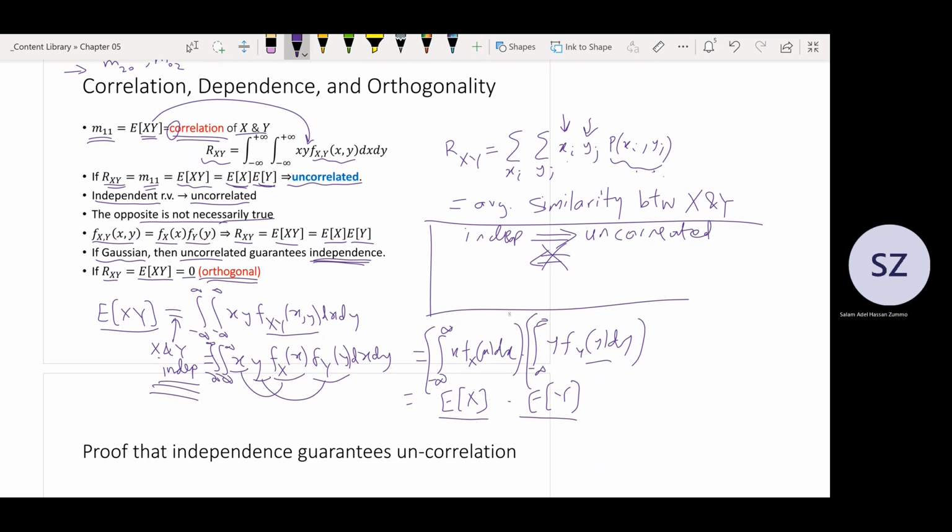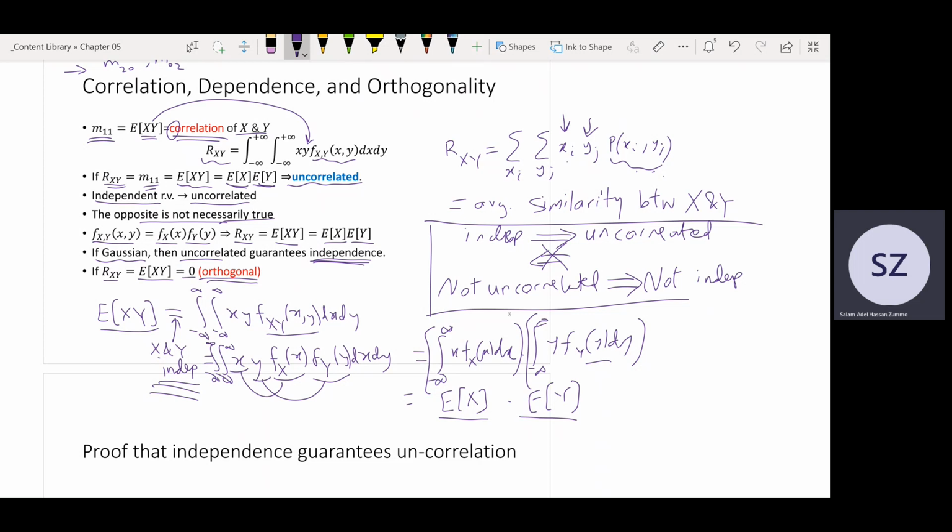We have no idea. Now, if we know they are not uncorrelated, they are correlated, they are related. What can we say about whether they are independent or not? They cannot be independent. However, if they are uncorrelated, I have no idea whether they are independent.